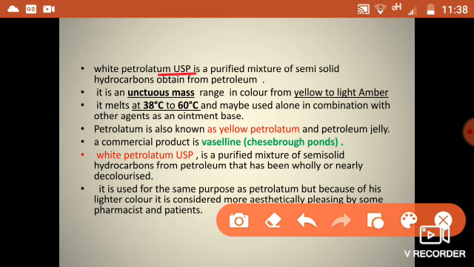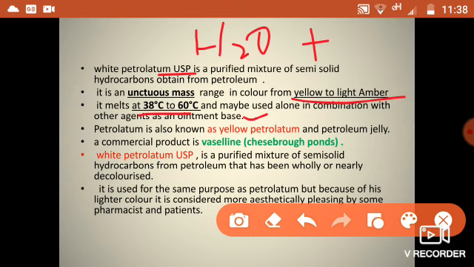Okay, so it is an unctuous mass ranging in color from yellow to light amber. You can characterize it by its yellow or light amber color. It melts at 38 to 60 degrees Celsius. These are all essentials of any ointment, and it may be used alone or in combination with other agents as an ointment base. This indicates that white petrolatum can also incorporate water and other bases.